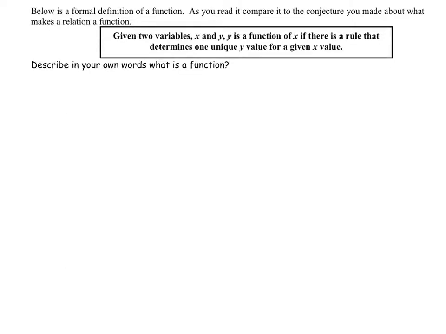Below is a formal definition of a function. As you read it, compare it to the conjecture, the statement that you made about what makes a relationship a function. Given two variables, x and y, y is a function of x if there is a rule that determines only one unique y value for a given x value. Meaning you can't have different y values for the same x value. Yep. Describe it in your own words. I just did.